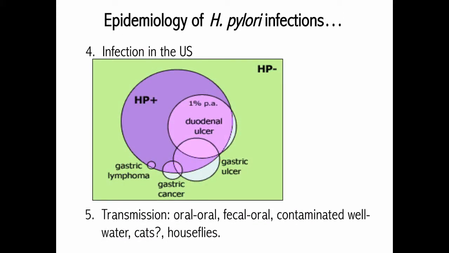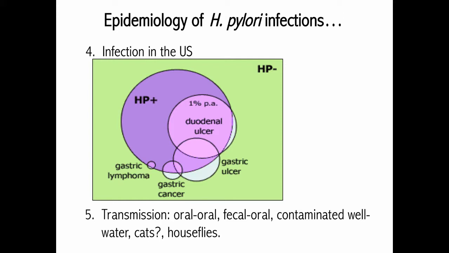If we take a bit of a snapshot look at infection in the United States, and just to give you fair warning, this is, I think, one of my favorite graphs describing the epidemiology of infection and disease. So please make sure you can interpret Venn diagrams and that you understand what this diagram means. So let's take the green square. That is all of the people in the United States.